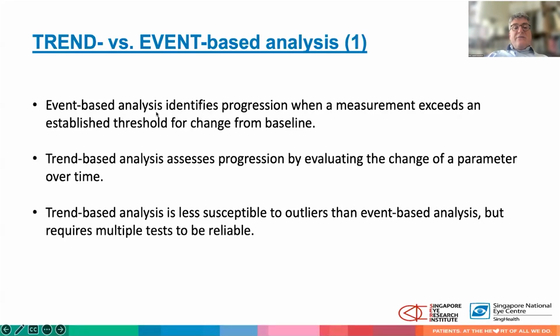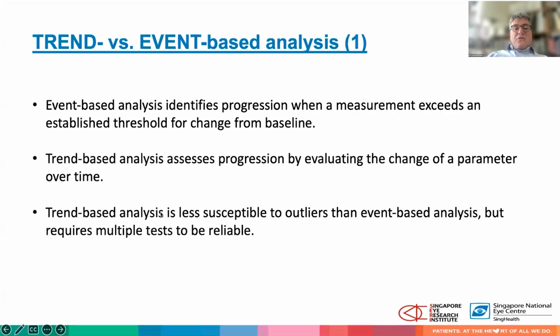What is the difference? Event-based analysis identifies progression when a measurement exceeds an established threshold for change from baseline, and trend-based analysis assesses progression by evaluating the change of a parameter over time. So event-based analysis is always dependent basically on one single exam that exceeds a certain threshold. Trend-based takes into account all the measurements that are available.